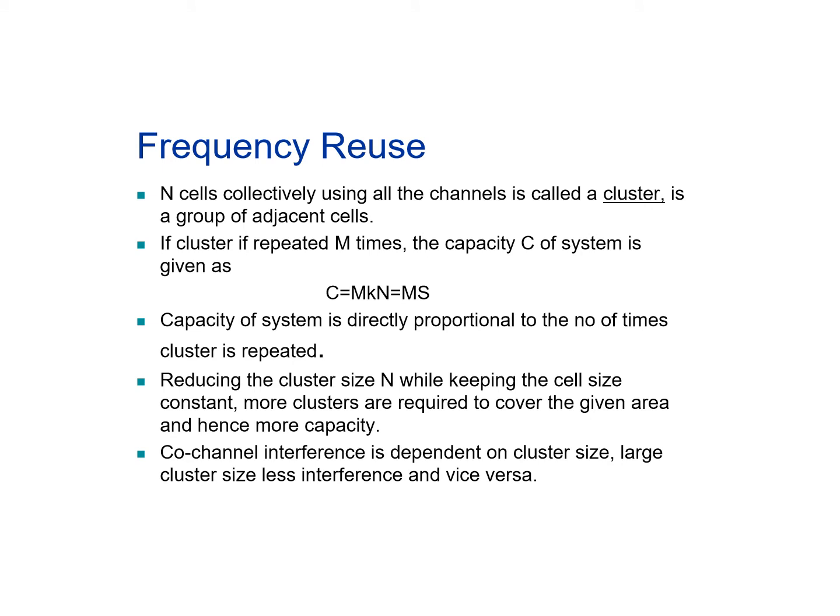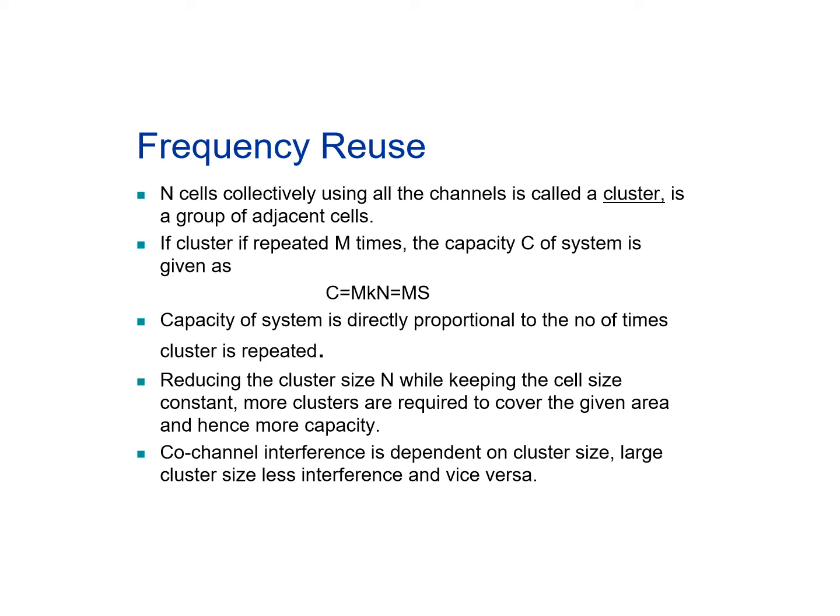We have seen the total number of duplex channels available, S = K x N. Now if we replicate this K x N over the whole geographical area M times, that is, the cluster is repeated M times, that defines the capacity of the system. That is given by the equation C = M x S.